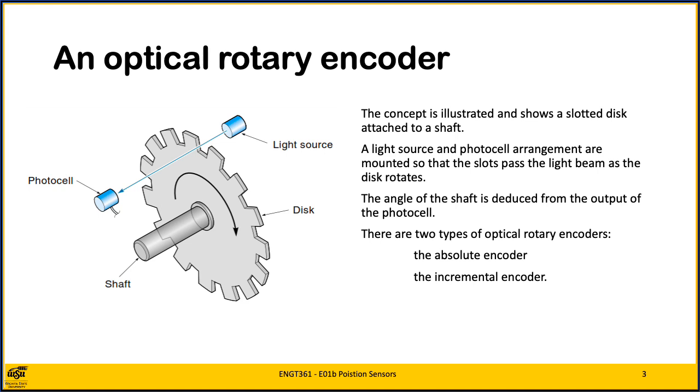There are two types of optical rotary encoders, the absolute encoder and the incremental encoder. And now we'll look at both of these.